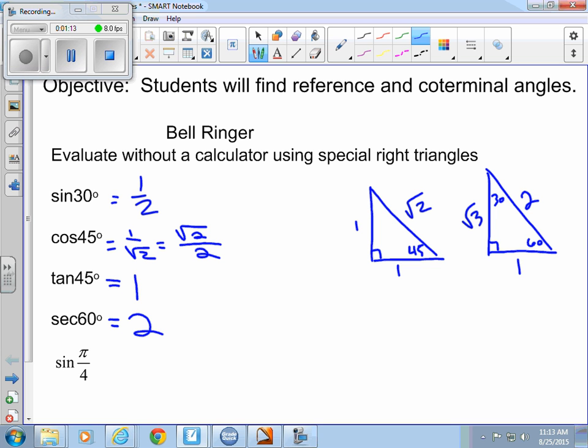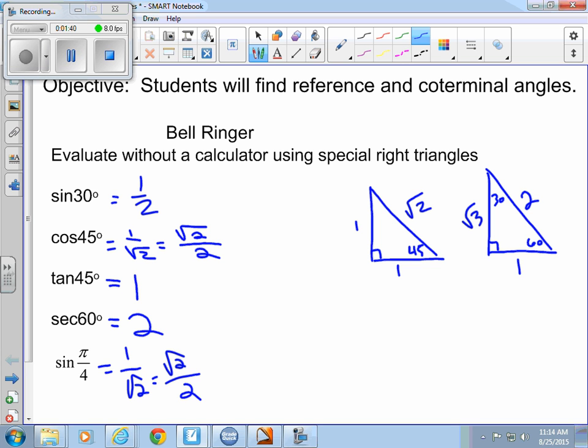And the sine of pi over 4. What is pi over 4? It's 45 degrees, right? A 4th of 180. So the sine of 45 degrees is 1 over radical 2, or radical 2 over 2. Any questions?